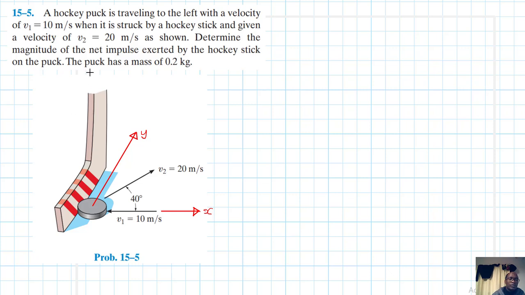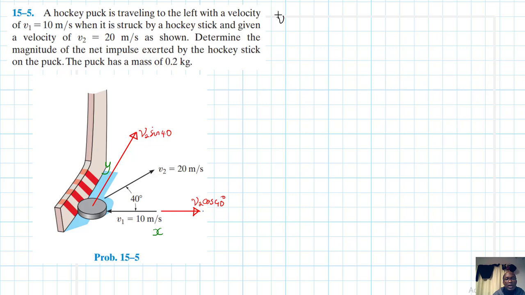Let me just name the axes directly there. This axis here is x, and this is y. Okay, so let's name this component v2 sine 40, and this one is v2 cos 40, the other one in the x-axis.